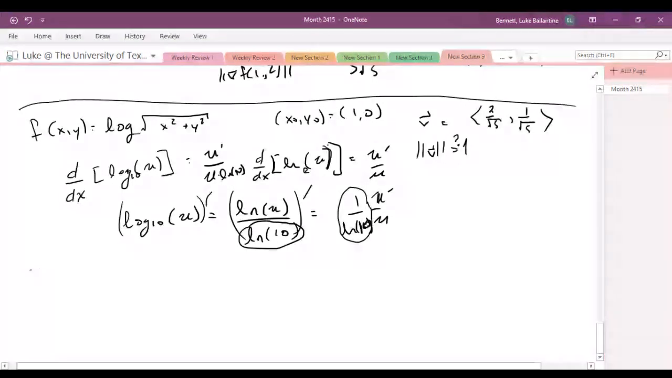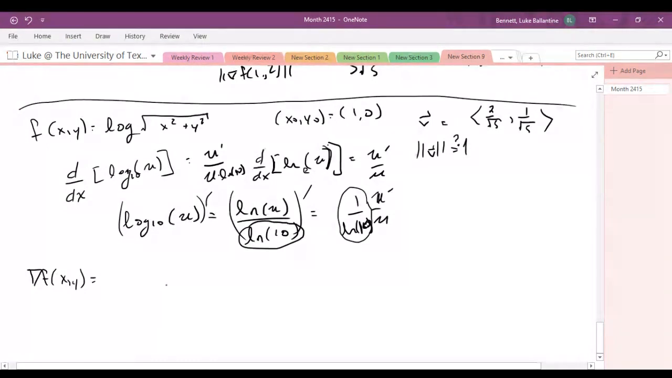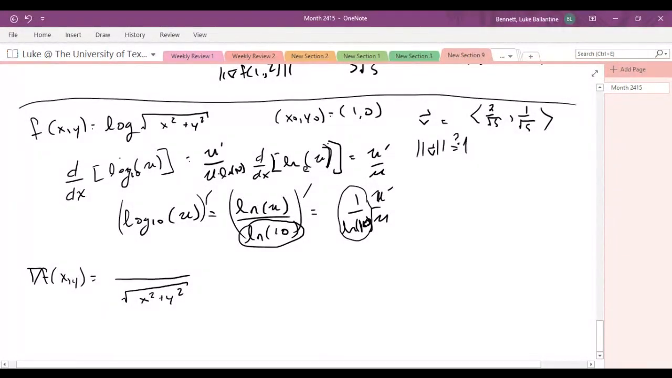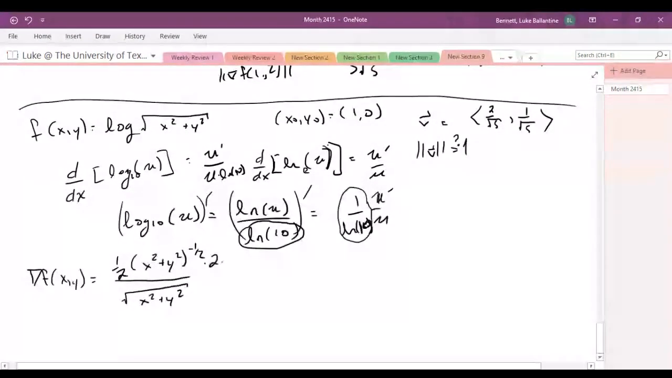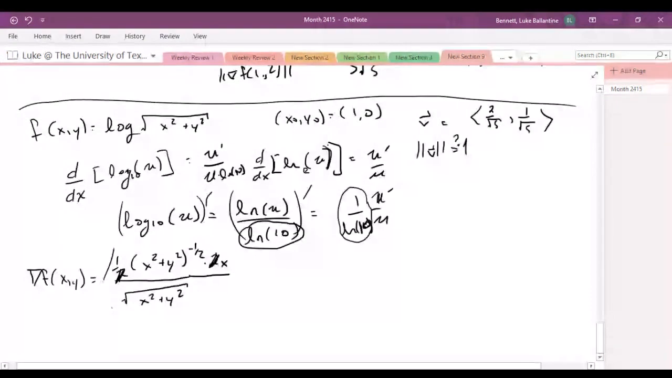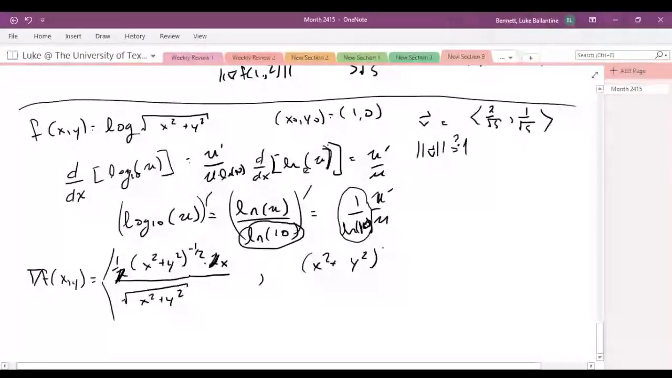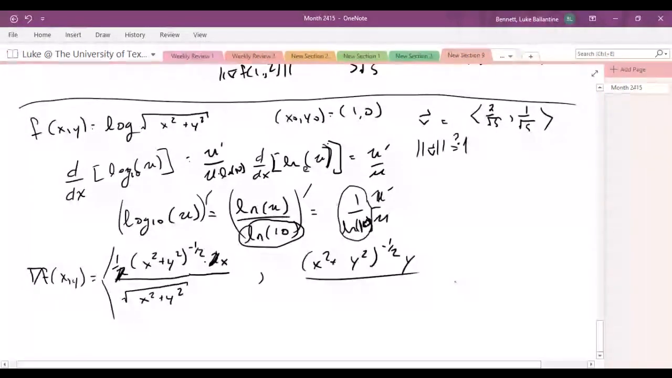So let's calculate the gradient of f at point xy. Okay, so we have u prime over u, with respect to x this time. And this is really to the 1/2, the square root's really 1/2. So we have 1/2 times x squared plus y squared to the negative 1/2 times 2x. The 2's cancel. This negative 1/2 and the positive 1/2 on the bottom are going to combine. And then we get symmetry across the variables. Sometimes it's nice, partial derivatives work like that.